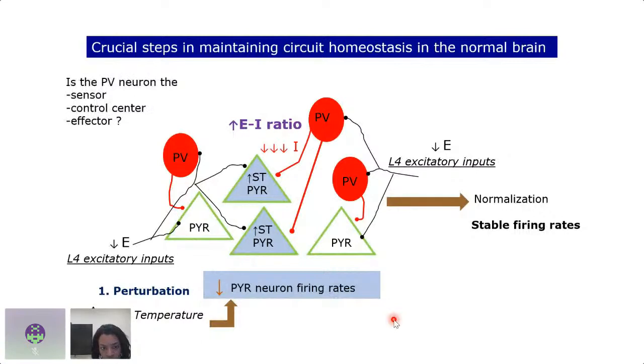So what we are focused on understanding is the role of PV neurons. Is it more than just simply mimicking the excitatory input? Is it doing more? Is it serving as a sensor in the network, or perhaps other roles as well? And we're also interested in understanding the molecular mechanism that may allow the PV neurons to perhaps sense the fraction of cells that are active in a network.